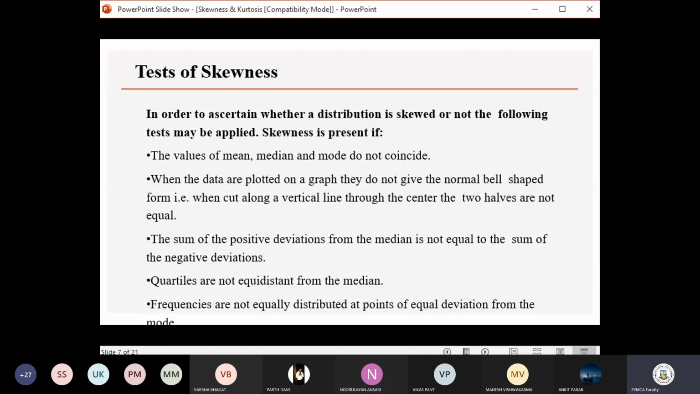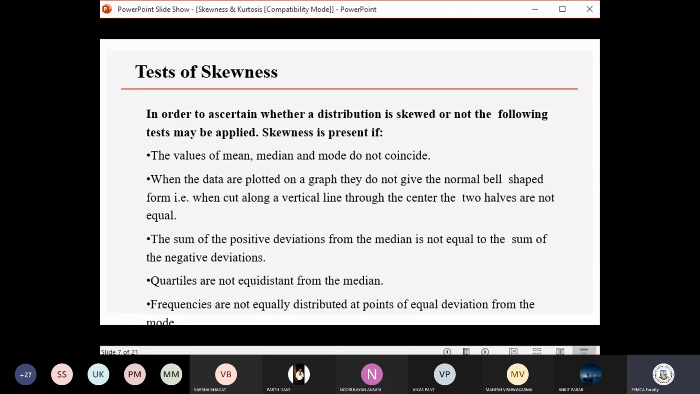Or the second case is if it is not the normal bell-shaped structure. If I draw a graph of the given values and I do not get a bell-shaped form, or I can say that the diagram is not a symmetric case, then I can say that there is some type of skewness. So I'm just checking whether it has skewness or not.